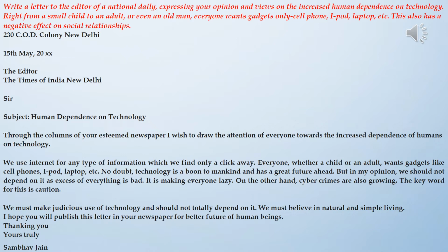So this is a sample letter. Here you can see the body of the letter has three paragraphs: introduction, content in detail, and the conclusion paragraph. And it is strictly following the layout of a letter to the editor. So kindly write the answer as well as the question in your language notebook or practice notebook.